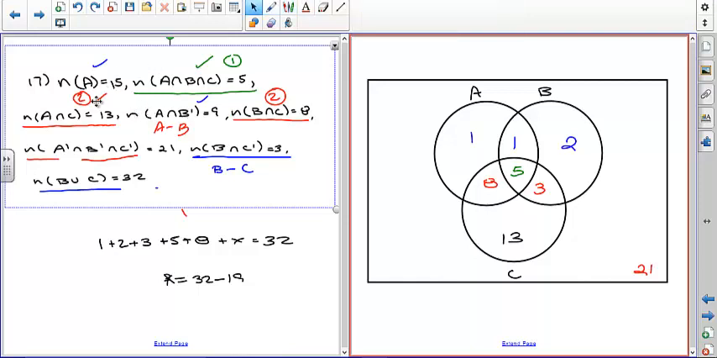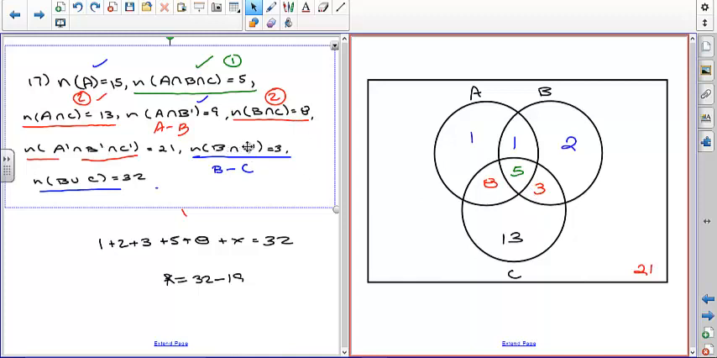So let's double check everything. The number of elements in A is 15. We already did that. The number of elements in the intersection of all three is 5. The number of elements in A intersects C, which is here, is 13. The number of elements in A minus B is 9. Those add up to 9. The intersection of B and C has to be 8. So this is football. 5 plus 3 is 8. This is everything outside.